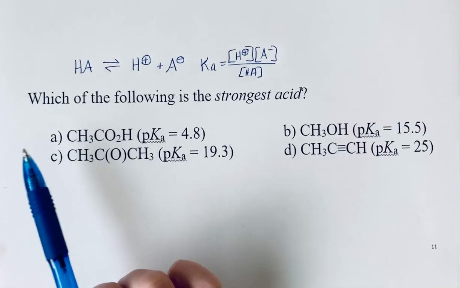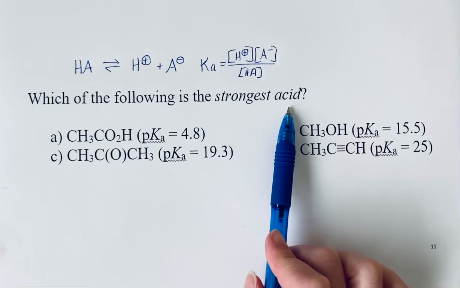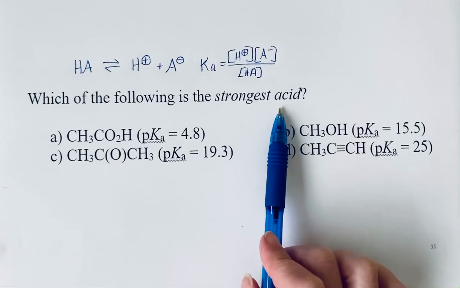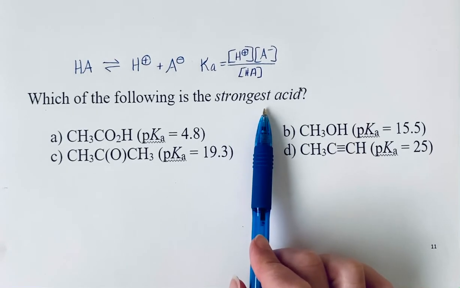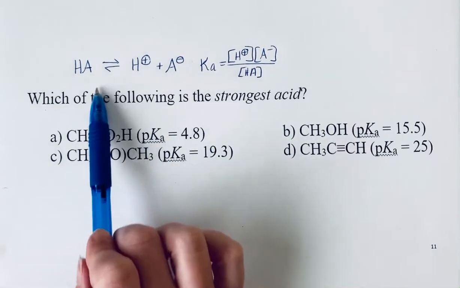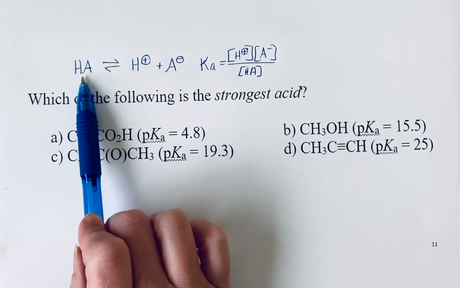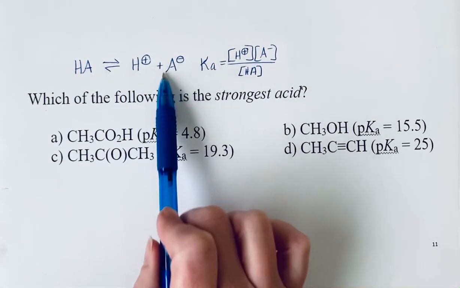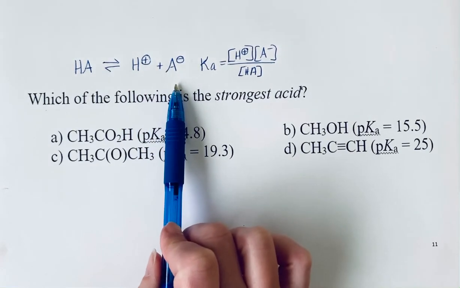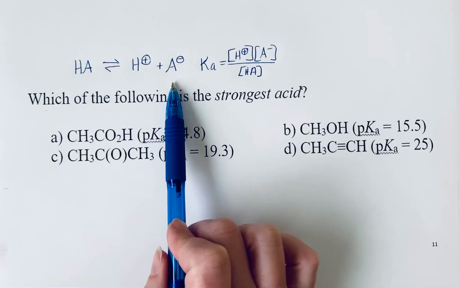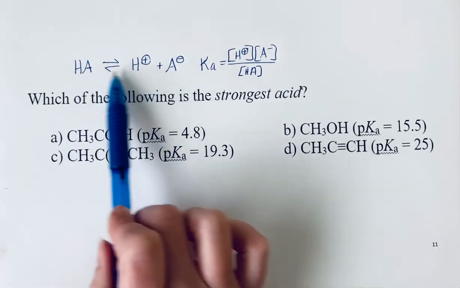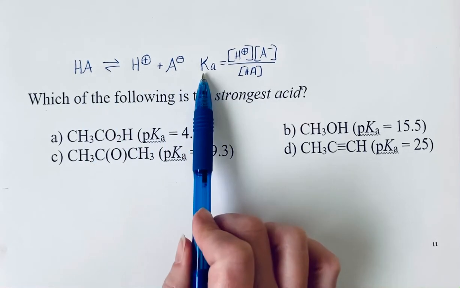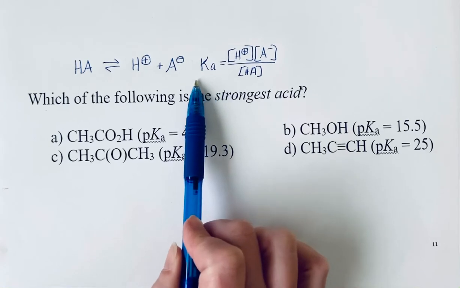Which of the following is the strongest acid? So when we talk about acid strength, we're talking about the extent to which your acid dissociates to give you a proton and the conjugate base. And so in general chemistry, to express an acid equilibrium, you had the acid equilibrium constant, or the Ka.